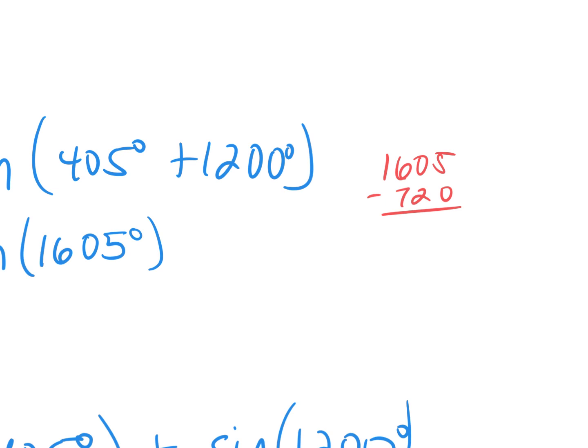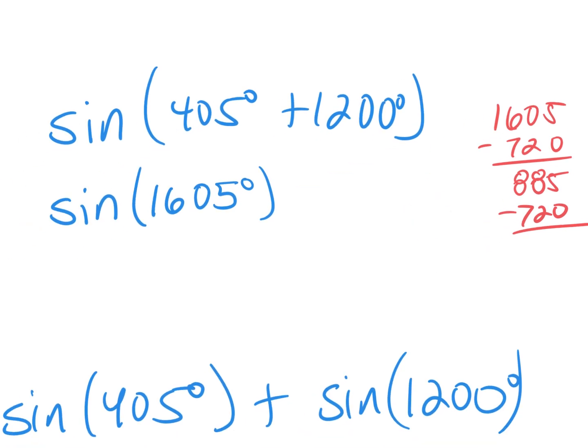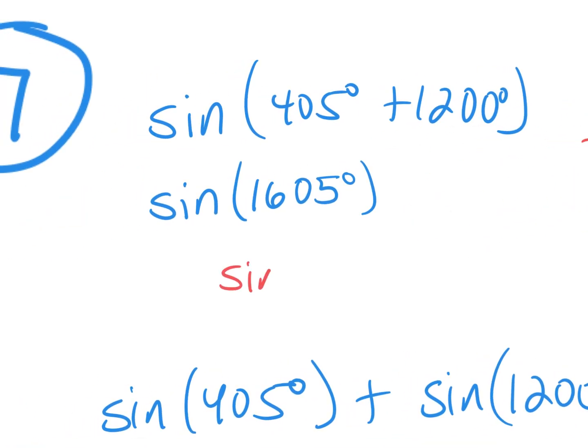What's 1605 minus 720? 885? You guys agree? Okay. Subtract another 2 circles. So minus 720. And I get what? Sine of 165. Is 165 between 0 and 360? Yes. Okay, so now we can figure this problem out.